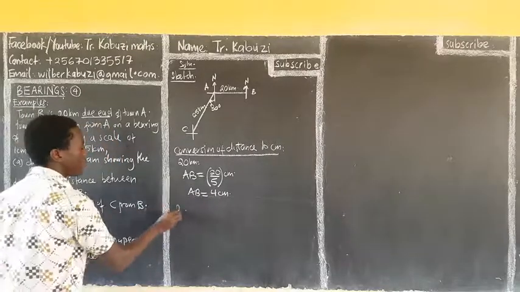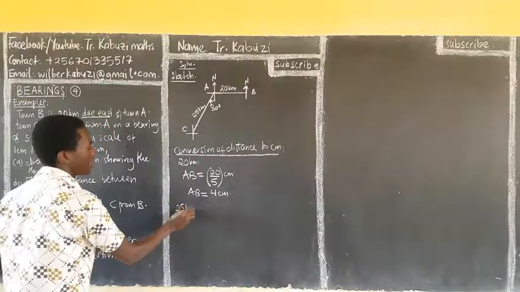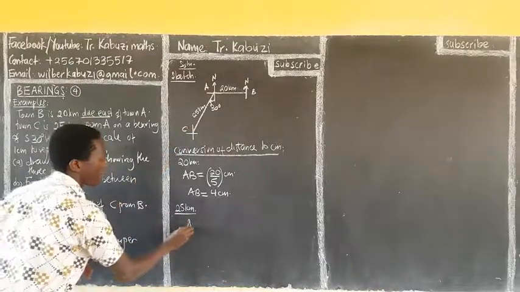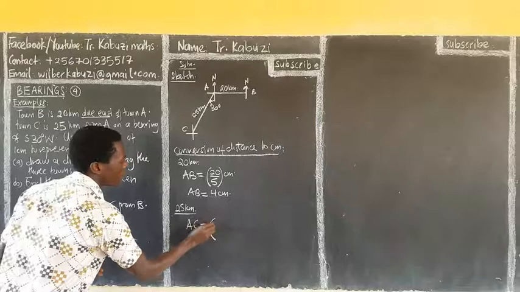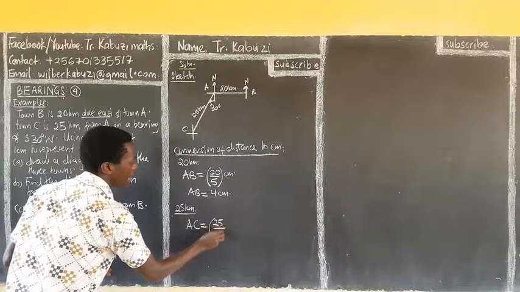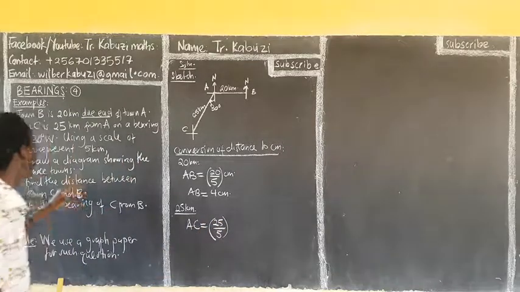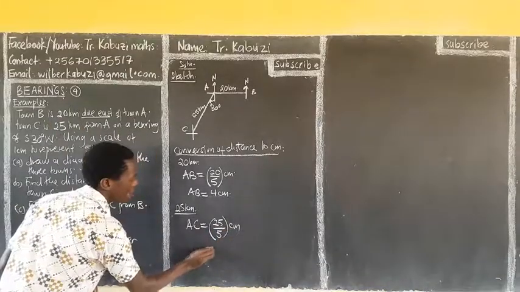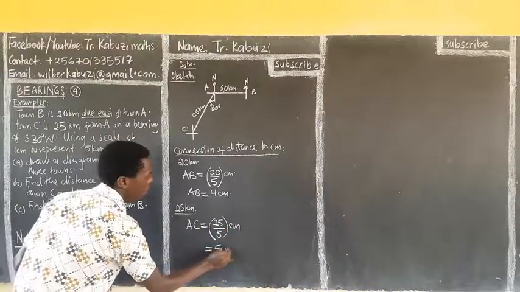Then when I come to 25 kilometers, the same idea. This 25 is our AC. It's going to be 25 divided by the scale. The scale was 5. So these are now going to be centimeters. And this will give you 5 centimeters.